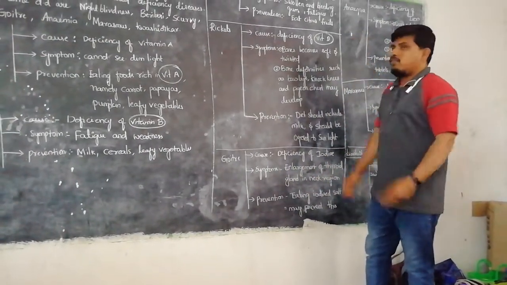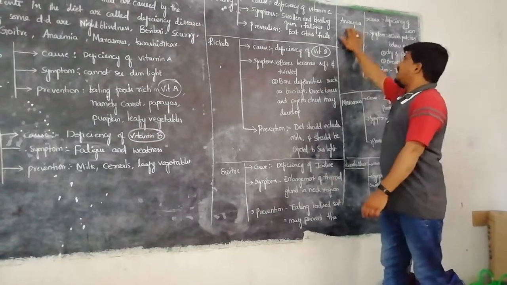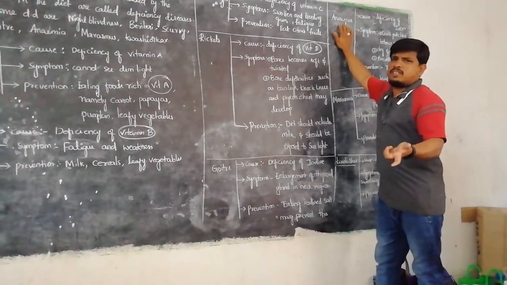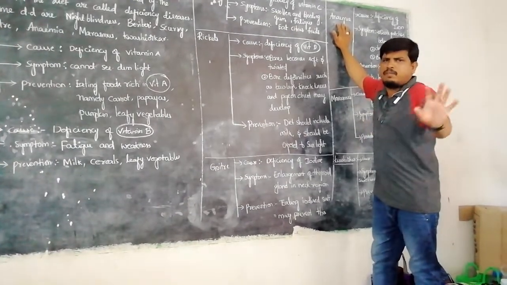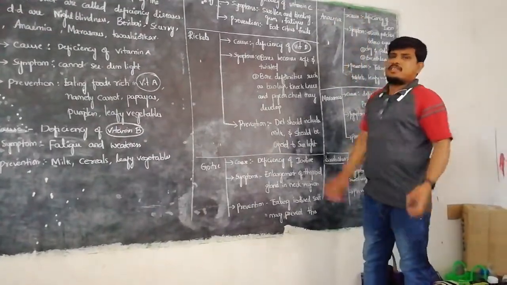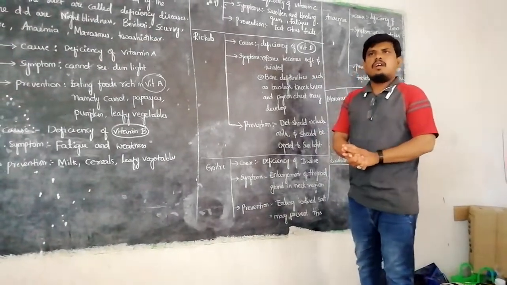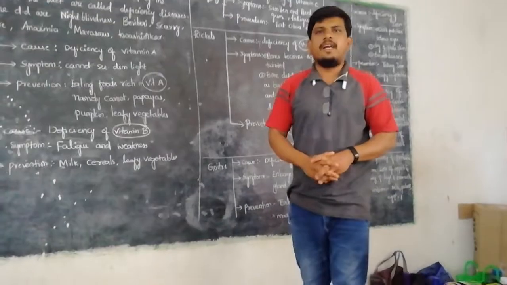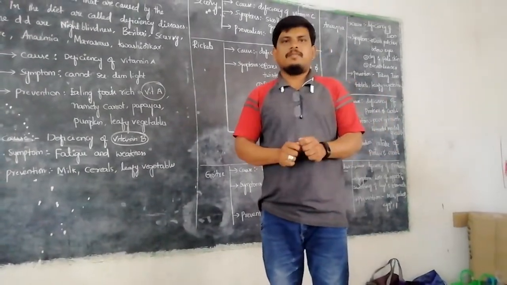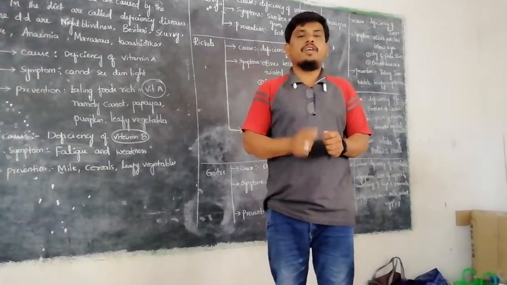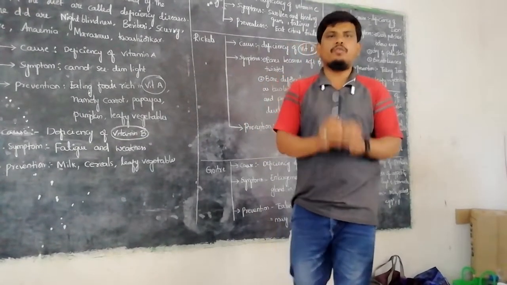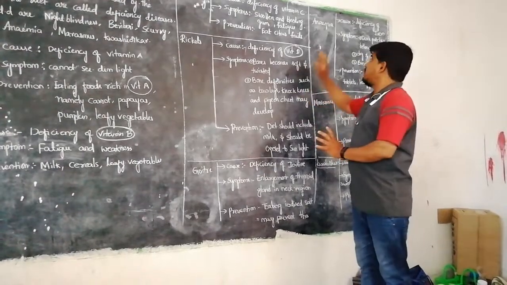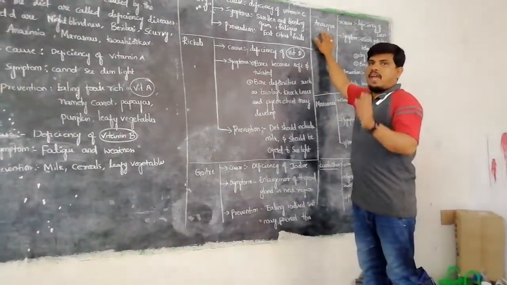And coming to the three more diseases we have, that is anemia, marasmus and kwashiorkor. Anemia is a special case of disease, found in almost everyone. This is the deficiency of iron. Sir, we won't eat iron. Iron is a metal, I know that, but you have to eat iron, not the raw iron. You have to eat the iron which is present in the food items. If you don't eat that iron in the food items, you are going to get a disease called anemia.